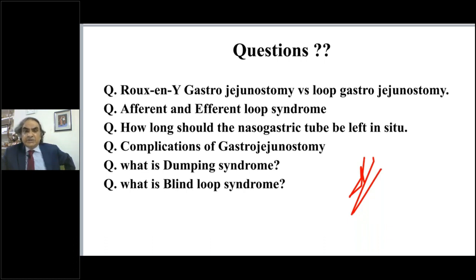And some of us have a practice of pushing the nasogastric tube beyond the anastomosis for the initial few days, so that the anastomosis remains patent, although that is not its role. The role is to drain bile initially from the loop, which is not functional, so that you can keep it dry to the extent you can. And when it's draining bile, it's a sign that the anastomosis is working fine. So that's about this case.